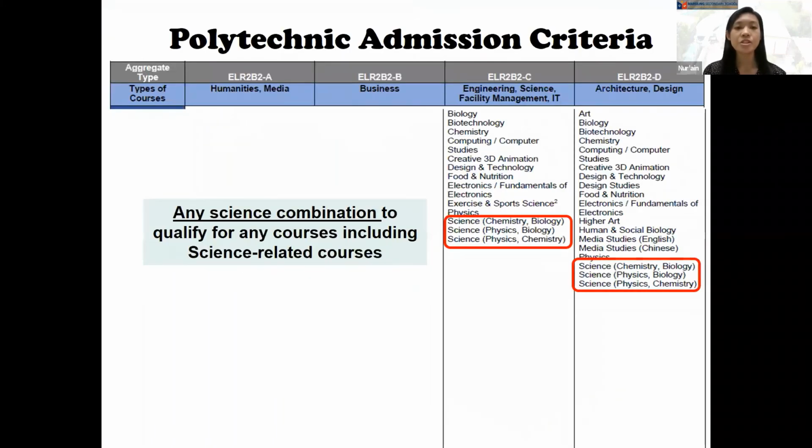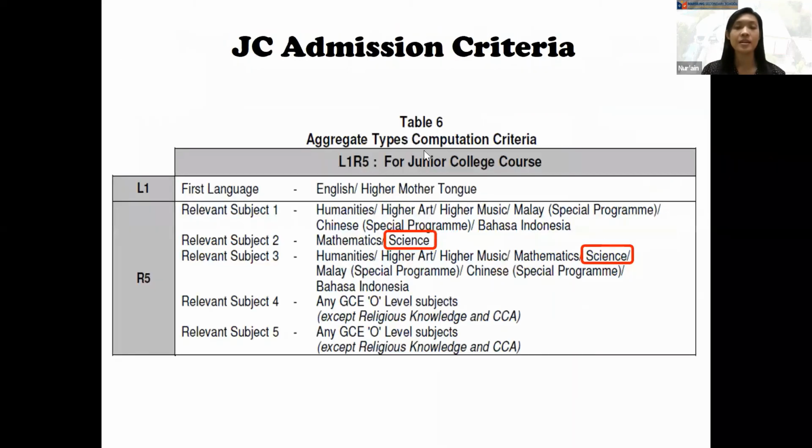Let me briefly share with you polytechnic admission criteria. So as you can see, any science combination will enable your child to qualify for any courses, including science-related ones. So polytechnic will not specify which science will enable your child to qualify for a specific course. So here's the JC admission criteria as well.